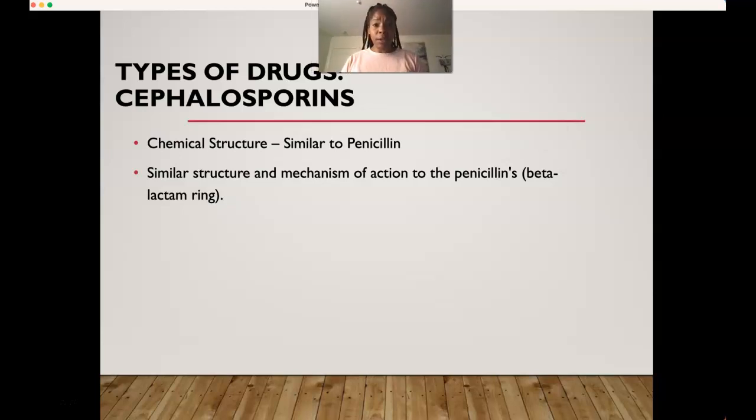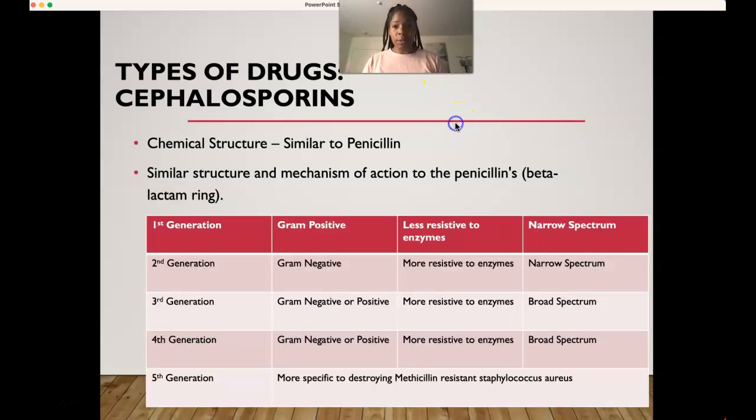Now we're going to another category of antibiotics known as the cephalosporins. The chemical structure is very similar to penicillin, and the mechanism of action is the same as well. So it's going to destroy the actual cell wall. That's how it's going to work. We have different generations of the cephalosporins, and I thought that was a key thing that I took away from preparing for this particular lecture.